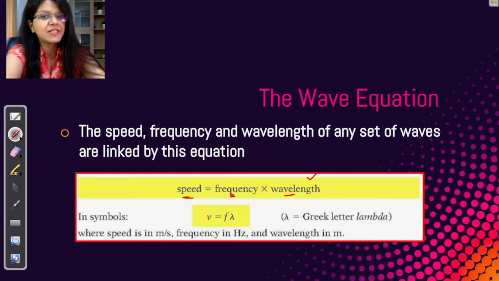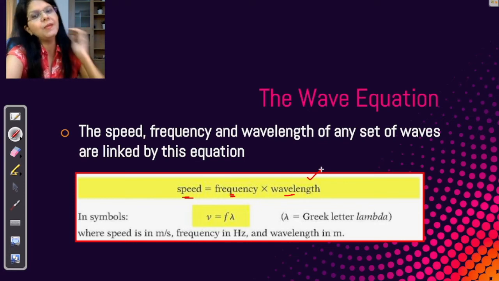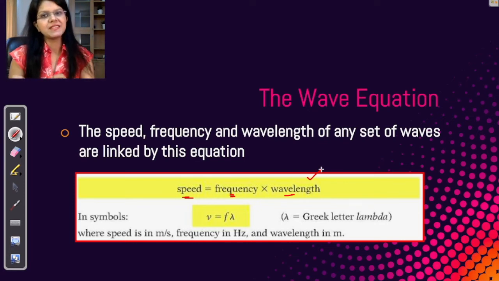You all have understood wavelength a while ago. What is wavelength? Wavelength is the distance from crest to crest or trough to trough. So you know what is wavelength. What is the speed?